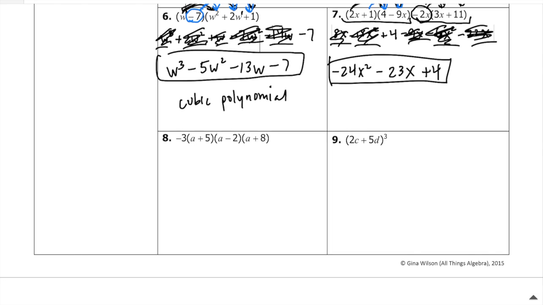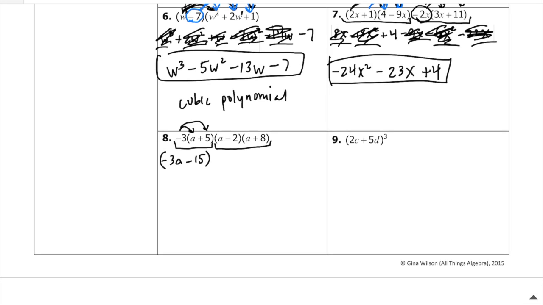Okay, so let's take a look at number 8. So number 8, I'm just going to piece off these 2 and these 2. So I have a -3 times a plus 5. So I'm just going to go ahead and distribute that -3 in. So -3 times a will give me a -3a. And -3 times 5 will give me a -15.